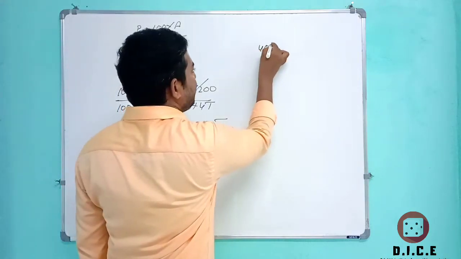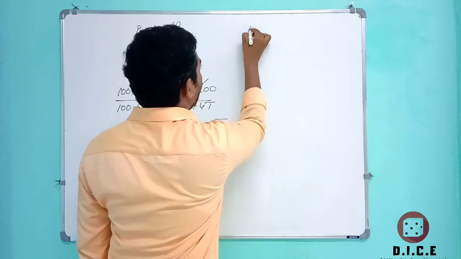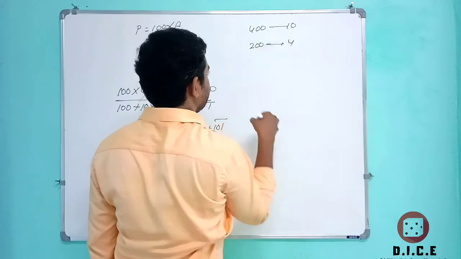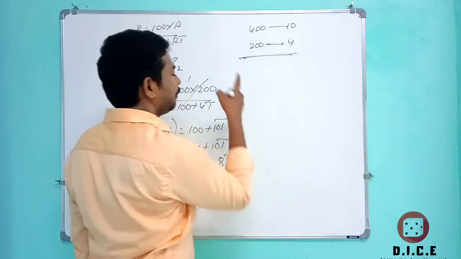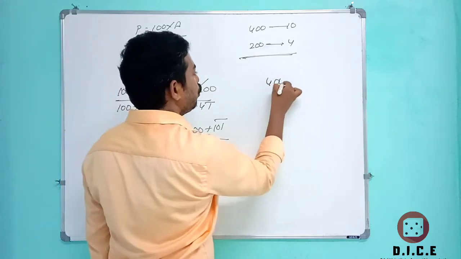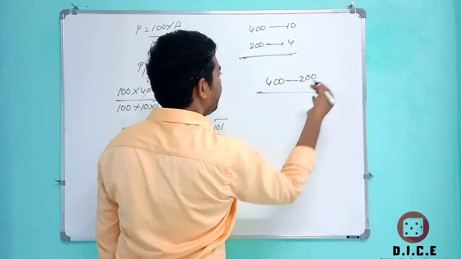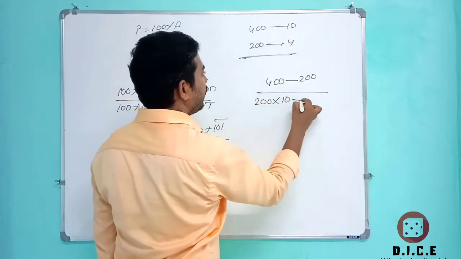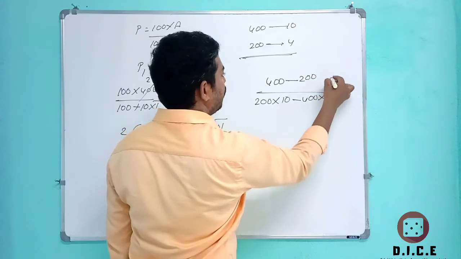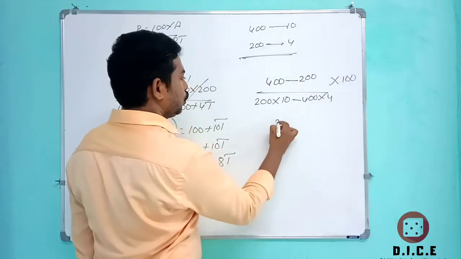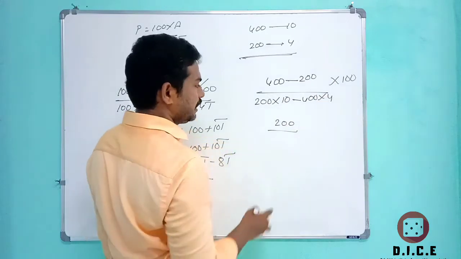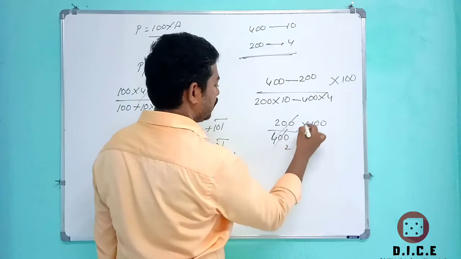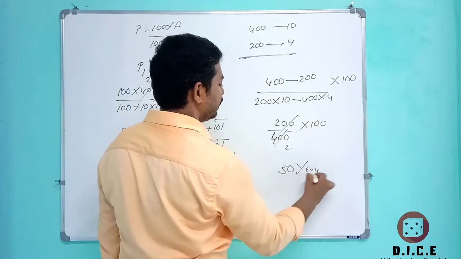Greater value minus smaller value, by cross multiplication. Now you see 400 at 10%, 200 at 4%. That is the terminology for the numbers given here. So 200 into 10 minus 400 into 4, into 100. Therefore 2000 minus 1600 is 400, into 100, and 100 by 2 is nothing but 50 years, which is your answer.